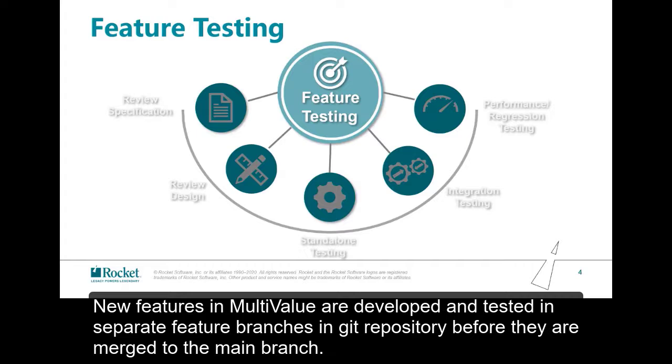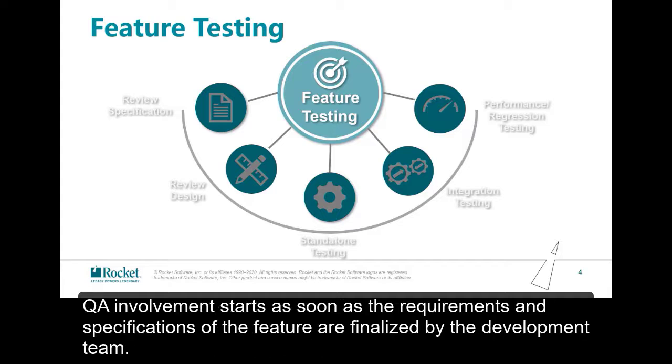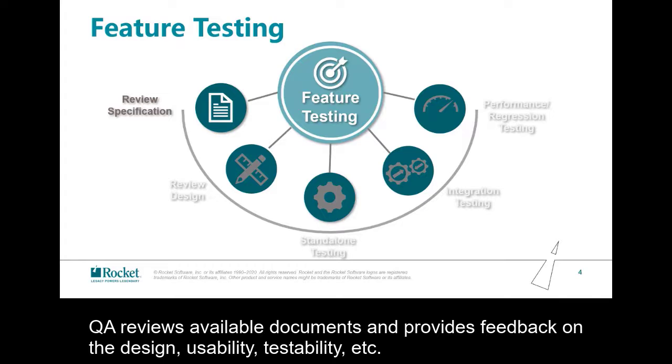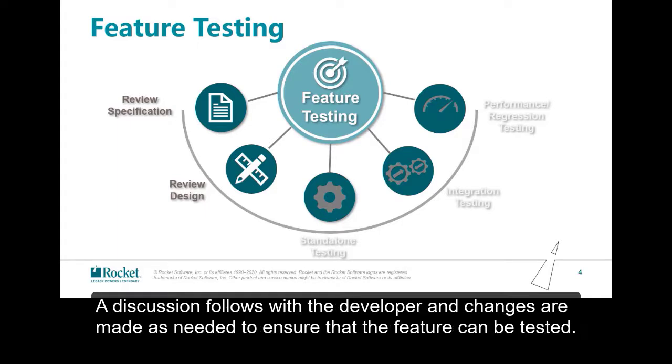New features in MultiValue are developed and tested in separate feature branches in the Git repository before they are merged to the main branch. QA involvement starts as soon as the requirements and specifications of the feature are finalized by the development team. QA reviews available documents and provides feedback on the design, usability, testability, etc. A discussion follows with the developer, and changes are made as needed to ensure that the feature can be tested.